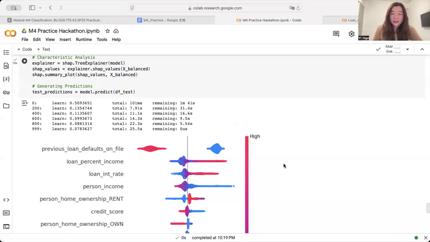So, in sum, this process not only improves our classifier's accuracy, but also gives us insight into how to make better loan approval decisions.